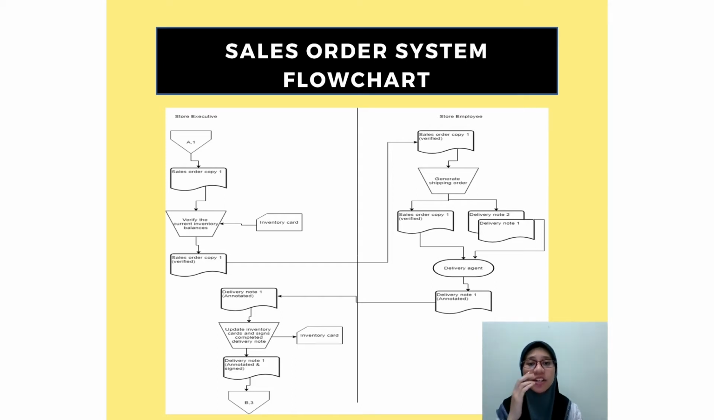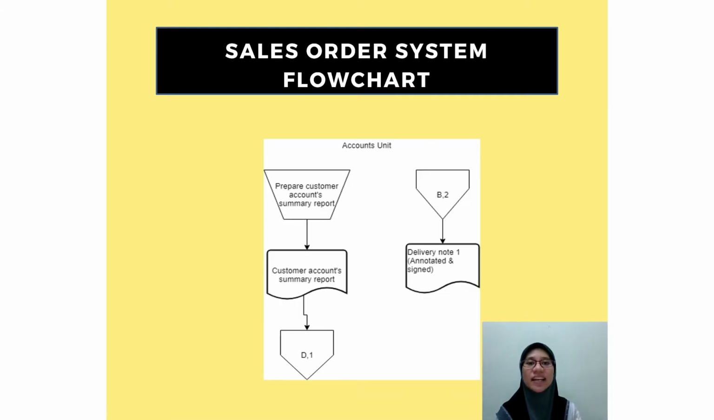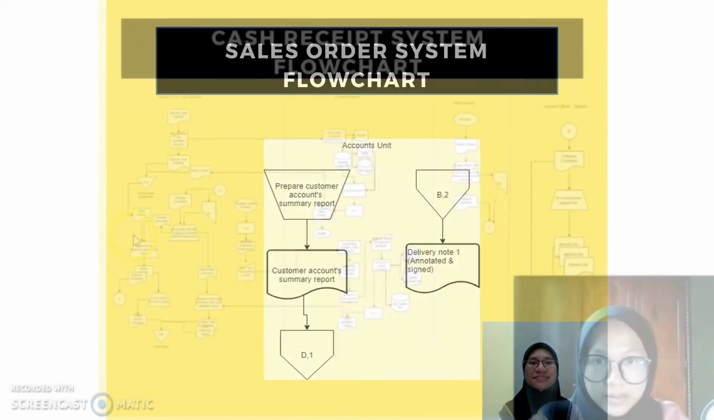The first copy of the delivery note that is initiated by the delivery agent will be given by the store employee to the store executive for him to update the inventory cards. The store executive also will sign the delivery note and send it to the accounts unit. The annotated and signed delivery note from the store executive will be used by the accounts unit for recording purposes.